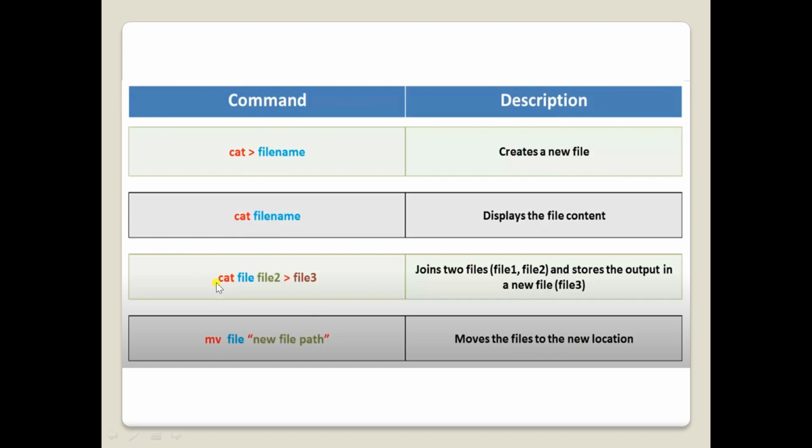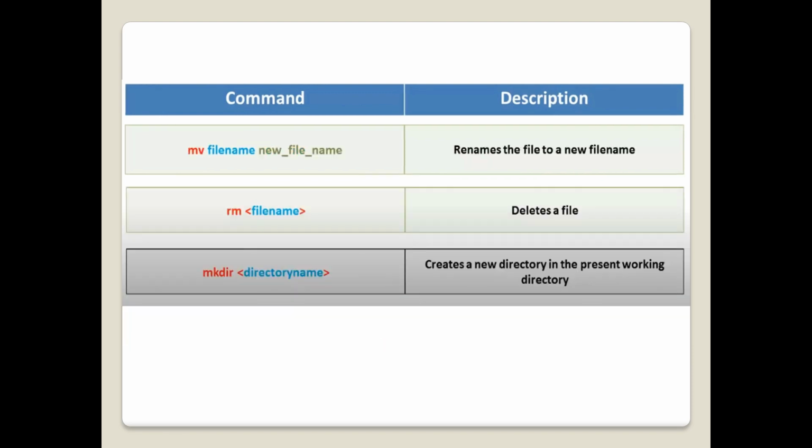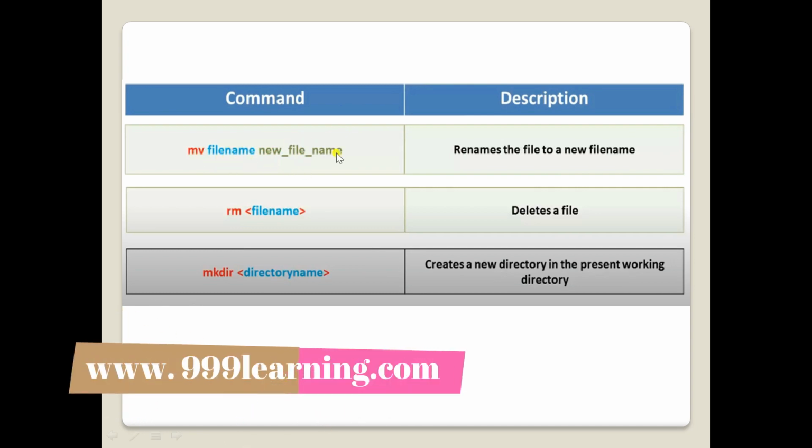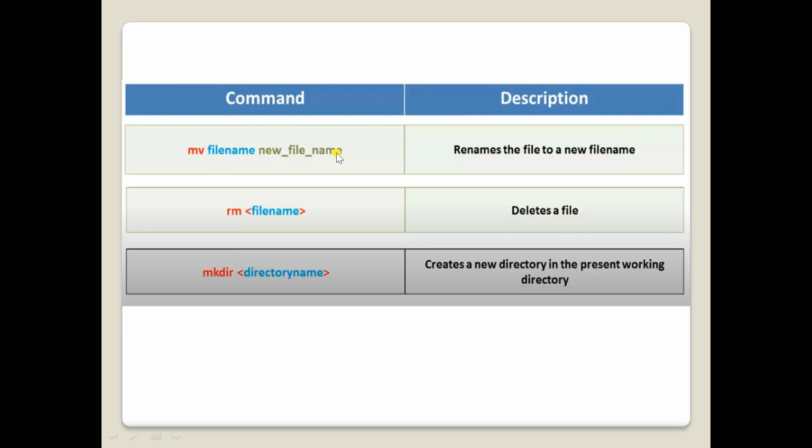To combine two files, you can use cat space file1 file2, then append, then the new file name, which will join the two files. Then mv space file name, then the file name with path, will move the file to a new location, like cut in Windows. Then to rename a file, you have to use mv space file name and then the new file name of the file which you are going to rename. Then to delete files, you have to use rm space then the file name. It will delete your file.